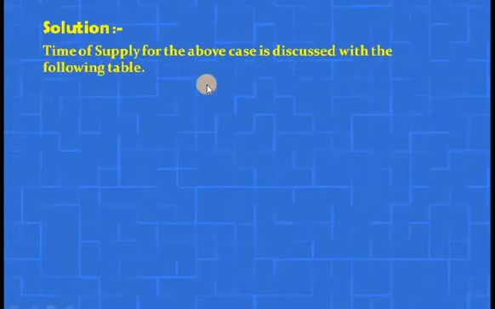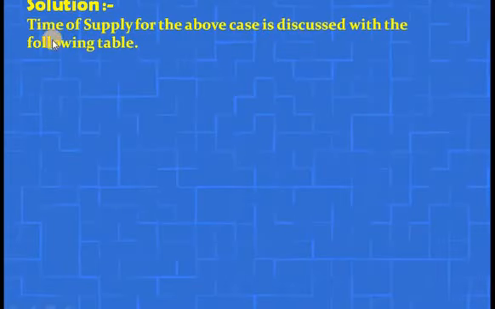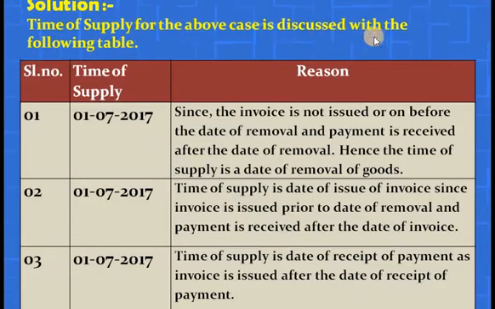When you come to the problem, first we go for the time of supply for the above cases, discussed in the following table. We need to give the reason also why this particular date is considered as the time of supply. In the first case, the time of supply, as we discussed, is 1st July 2017, since the invoice is not issued on or before the date of removal, and the payment is received after the date of removal. Hence, the time of supply is the date of removal of goods.